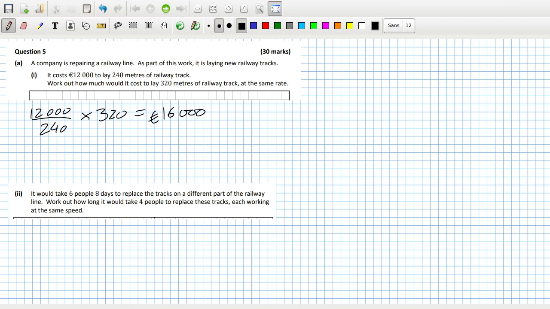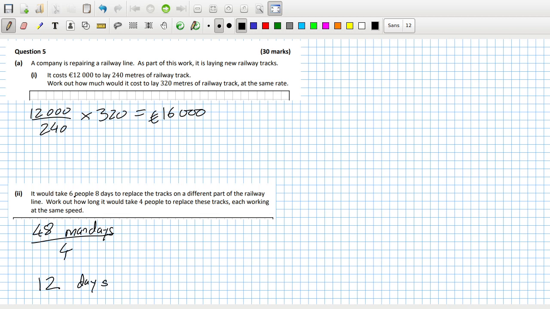So there's a couple of ways to think about it. If you say 6 people, 8 days, that's basically 48 man hours, or rather, I guess you could say man days of labor. 48. So it would take one person 48 days. But how long would it take 4 people? Well, just divide this by 4 and you get 12 days.